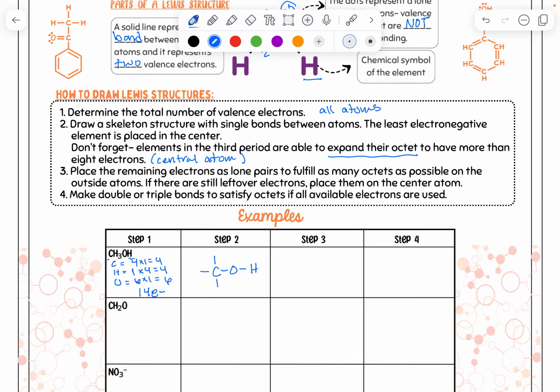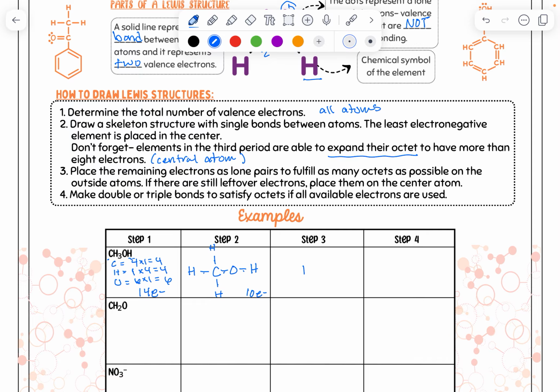So we made our skeleton structure, so that's step 2. And then step 3 says, place the remaining electrons as lone pairs to fulfill as many octets as possible. So I forgot to add my hydrogens, but my hydrogens go there. So that's my skeleton structure. So right now I have 2, 4, 6, 8, 10 electrons that I've used on my skeleton structure, which means I have 4 more electrons left over, right?